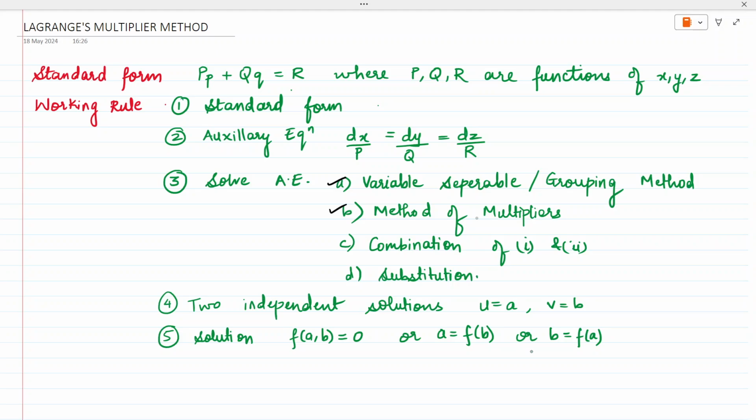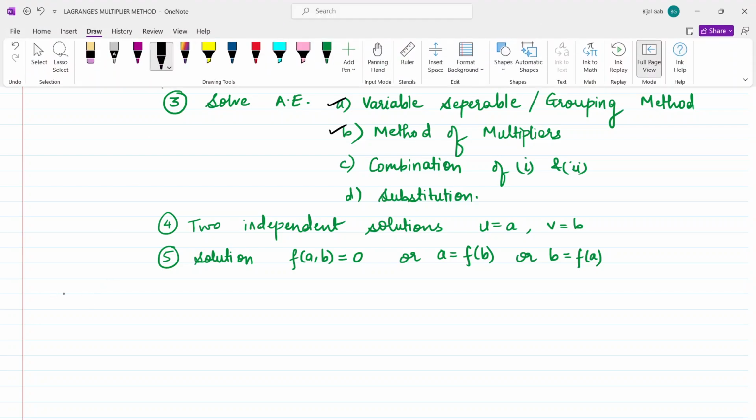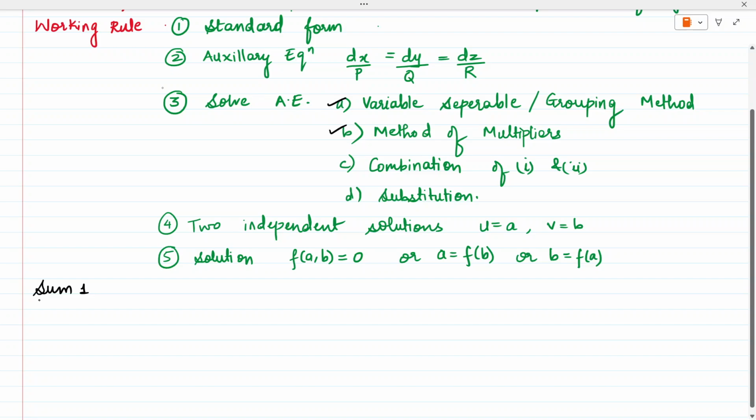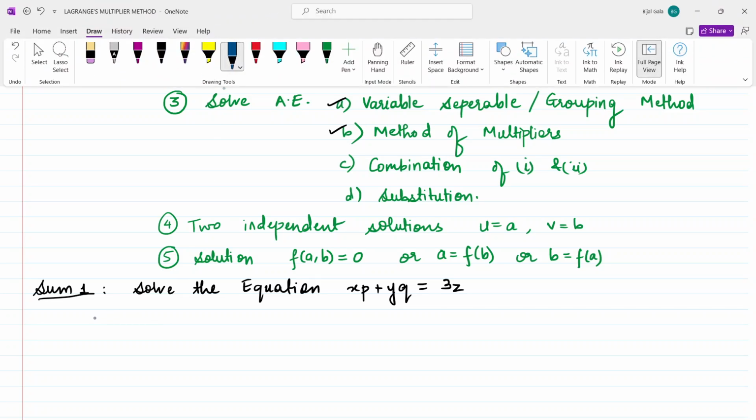Let's keep this working rule in mind and understand it better with the help of some examples. Today we're going to concentrate only on type A and type B, where we'll be doing variable separable or grouping method, and secondly, we'll be taking up examples of the method of multipliers. So let's look at the sums to understand the method. The question says: solve the equation x times p plus y times q is equal to 3z. I'm taking a very simple question for the first example. Later we'll increase the difficulty level.